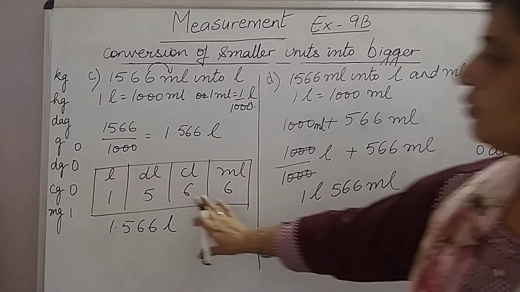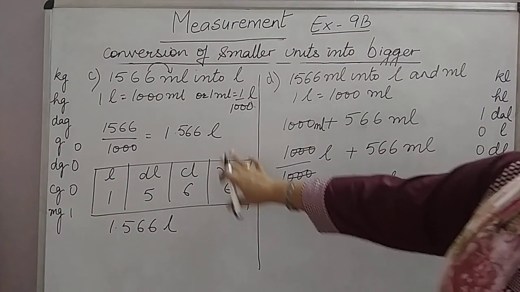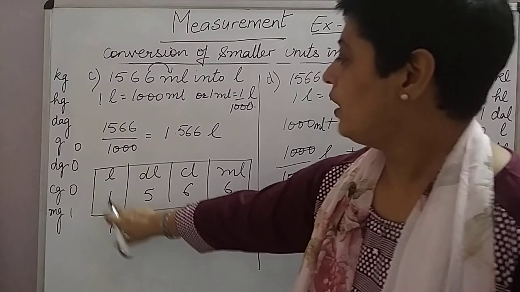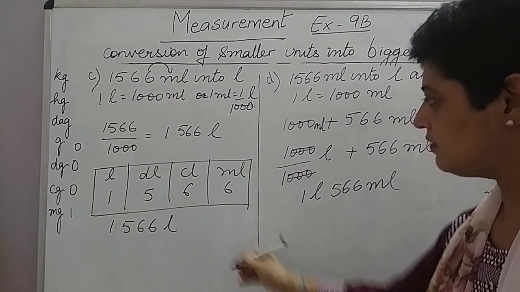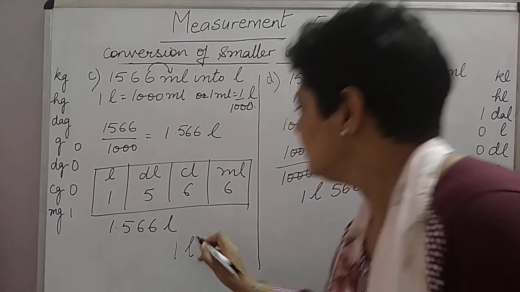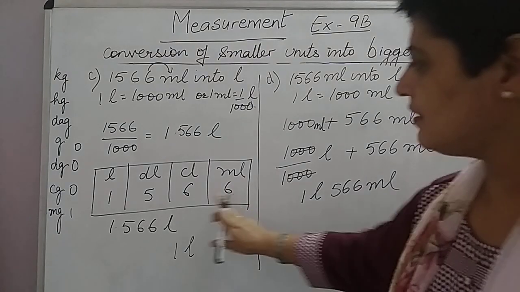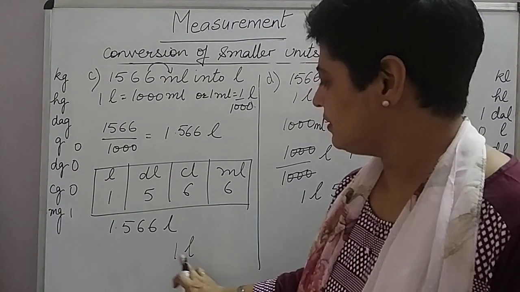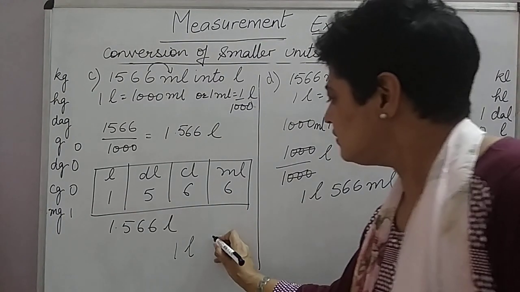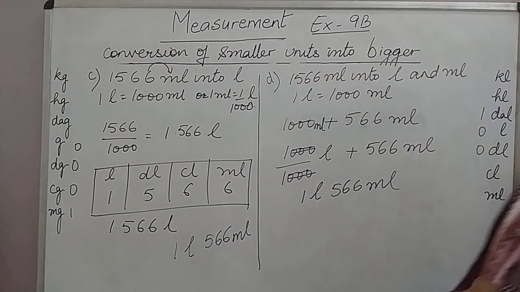Alternatively, if we are to give the answer using this box, same box since the question is same, we can write here 1 liter. And the rest of the answer is to be given in milliliter. So we'll start from here 665, leaving this 1. Since with 1 we have already written liter, we'll take rest of the digits and we'll give the answer in milliliter.